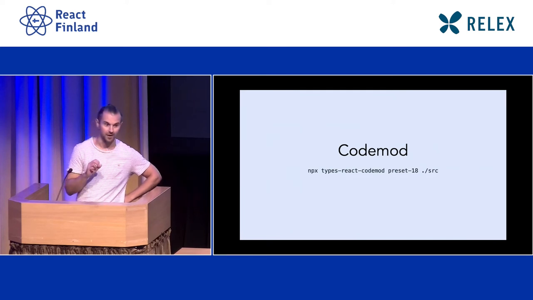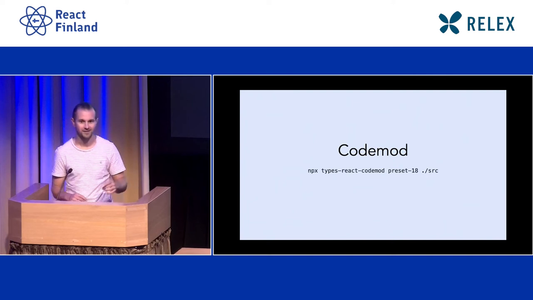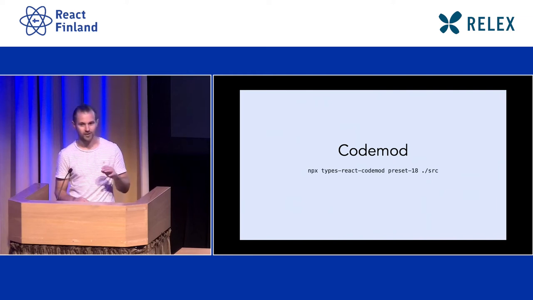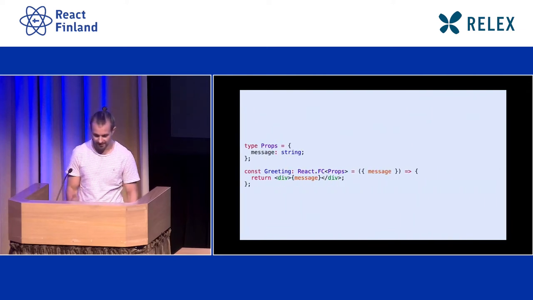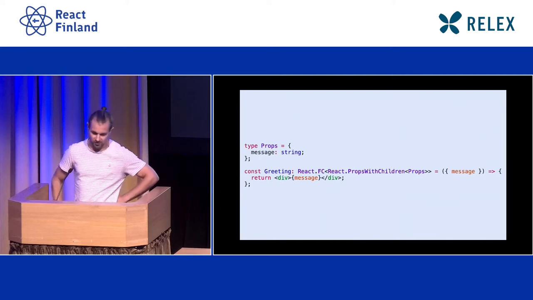And then the best part, they even offered a codemod. So I don't know who has heard of a codemod? Raise your hands. Okay, half of the people. So a codemod is basically CLI tooling that you can run over your code base and it will fix all the breaking changes. So what does it do in this case? There's multiple changes that they had in this types upgrade codemod. It basically fixes your components with generics and yeah, in the end it should fix things.